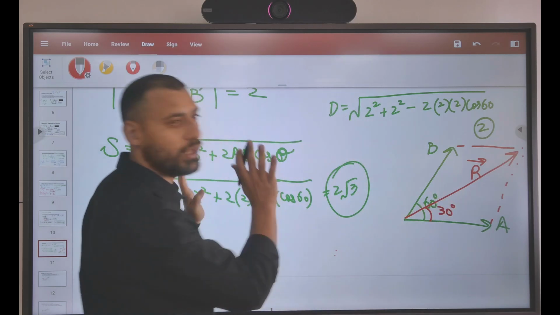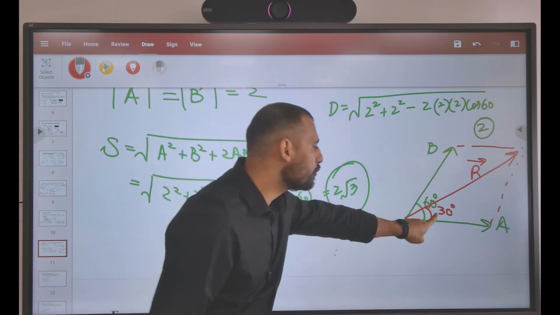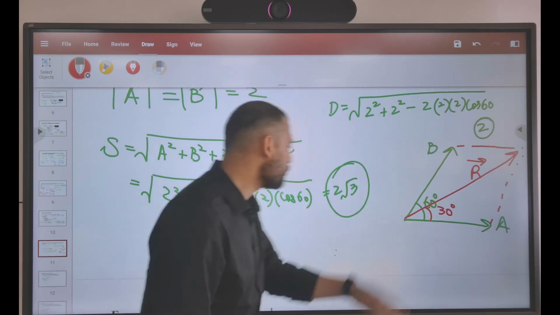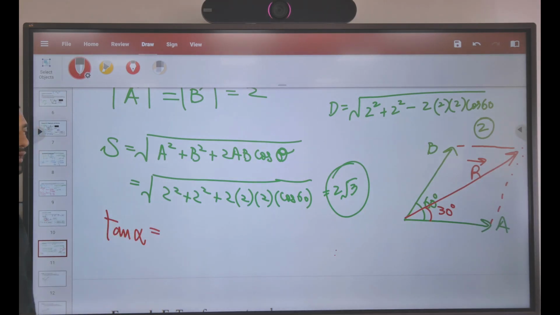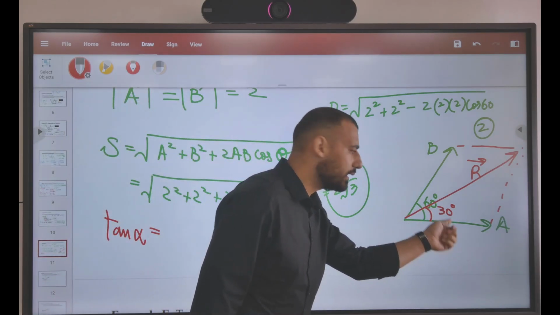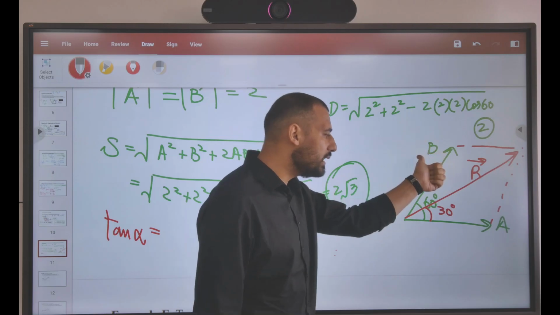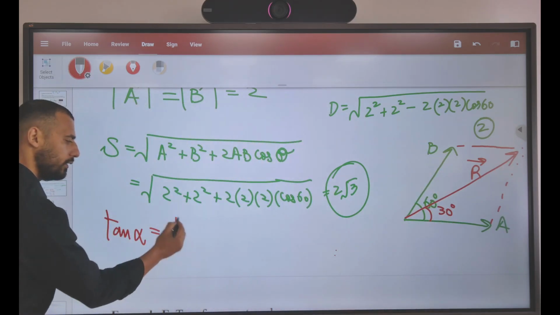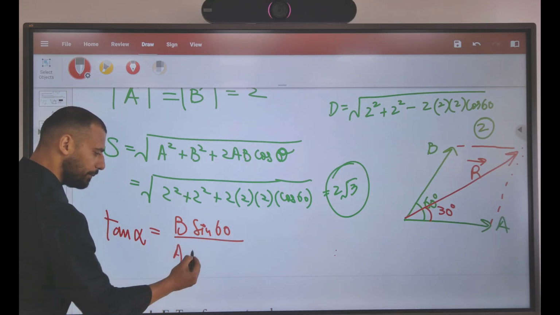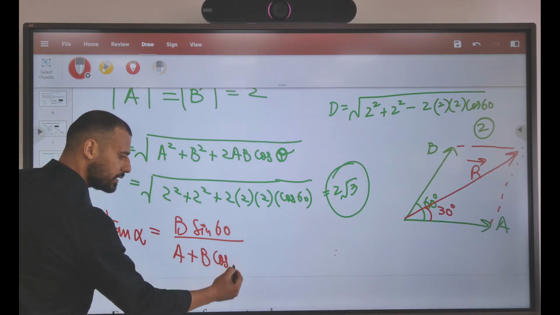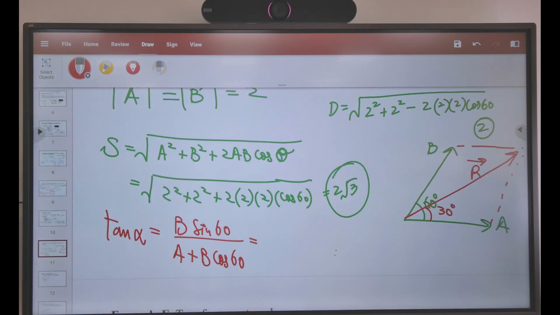You can use the formula as well. For example, we have to find this angle. So then you remember the formula for tangent of alpha. If this angle was alpha here, then tangent of alpha would be calculated by b sine of theta upon a plus b cosine of 60. Can you tell me the result here? We'll confirm this is 30 degree. B is 2, A is also 2.